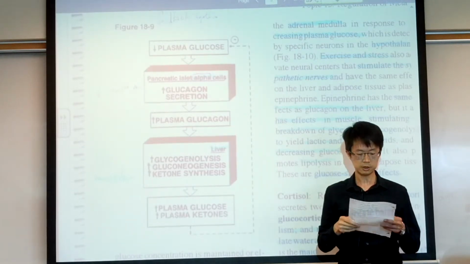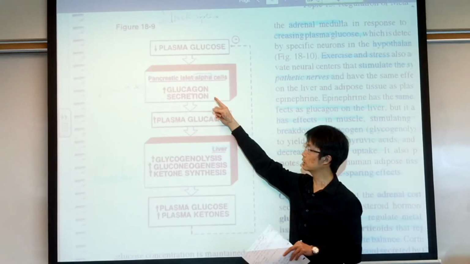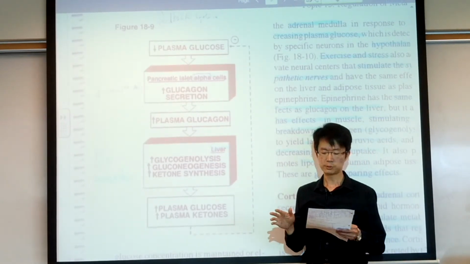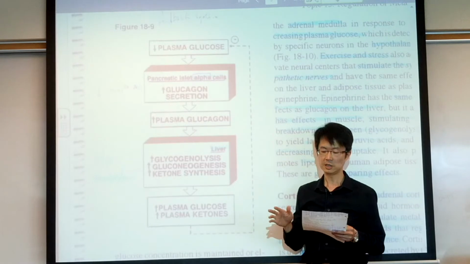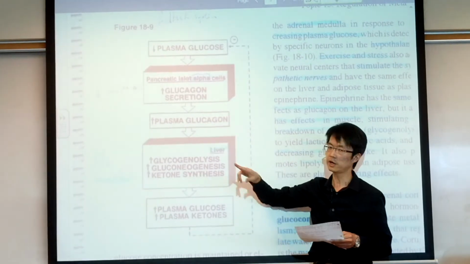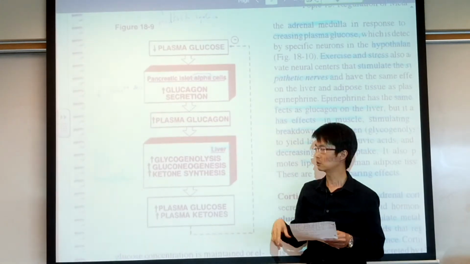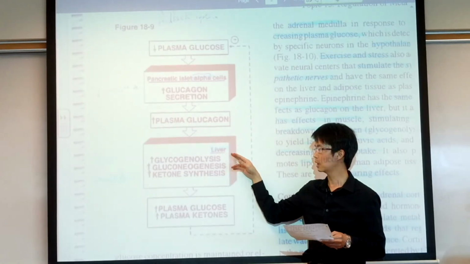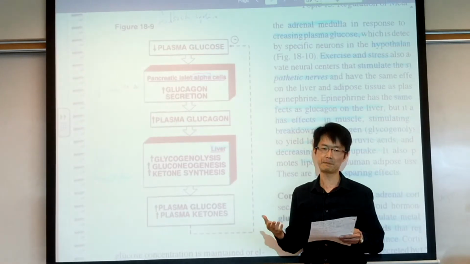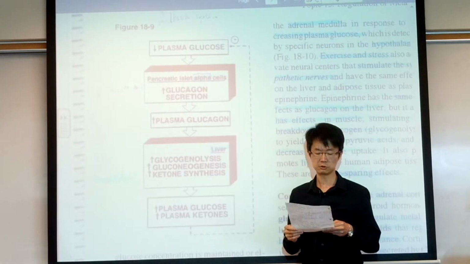So in these three places, the interesting or unique thing about glucagon is that glucagon has no effect on the glycogen in the skeletal muscle. Glucagon will not break down the glycogen stored in the skeletal muscle. It will only tell the liver to break down hepatic glycogen.